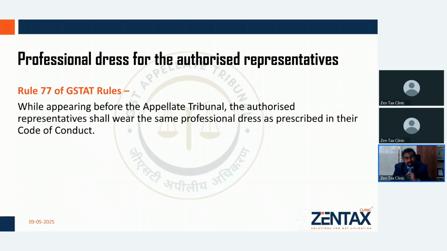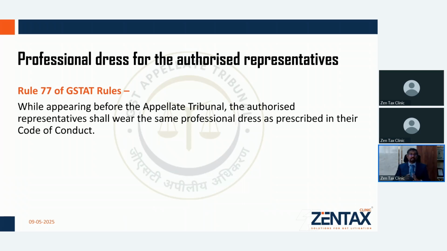This is for the reason that the GSTAT rules talk about Rule 77 very specifically. That is not just one rule which gives an emphasis on the dressing. We will talk about the first rule, Rule 77, professional dress for the authorized representatives. While appearing before the appellate tribunal, the authorized representatives shall wear the same professional dress as prescribed in their code of conduct. So what could be that professional dress which is prescribed in their code of conduct?